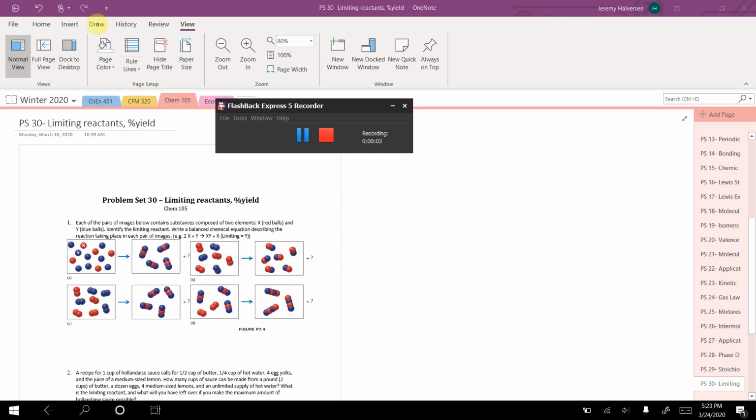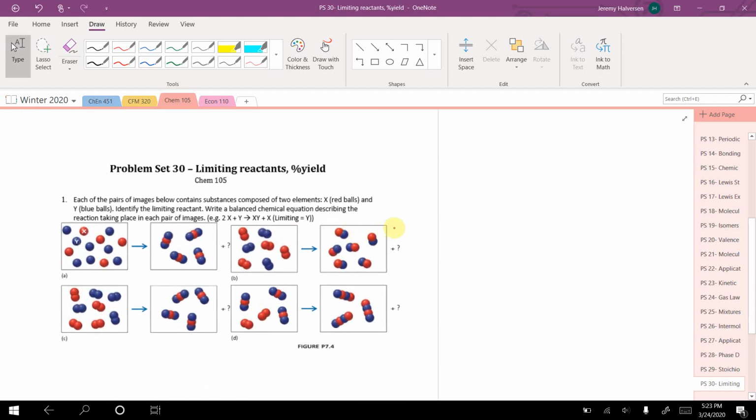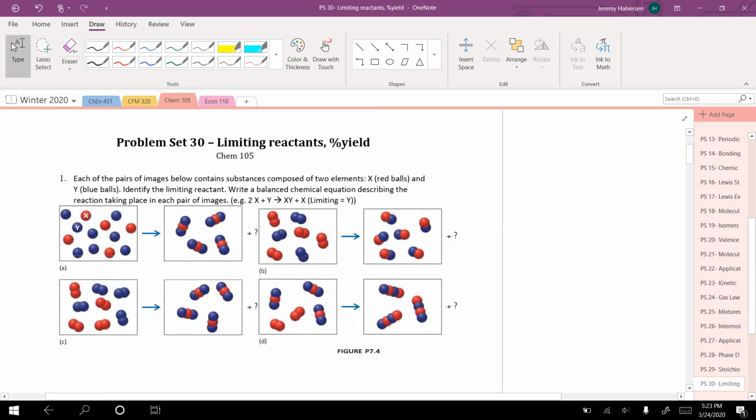Here we have problem set 30. This is going to be about limiting reactants and percent yield, and we're going to use a lot of the stuff that we learned in problem set 29 about stoichiometry. This is some of the applications of stoichiometry, and we'll use those skills.